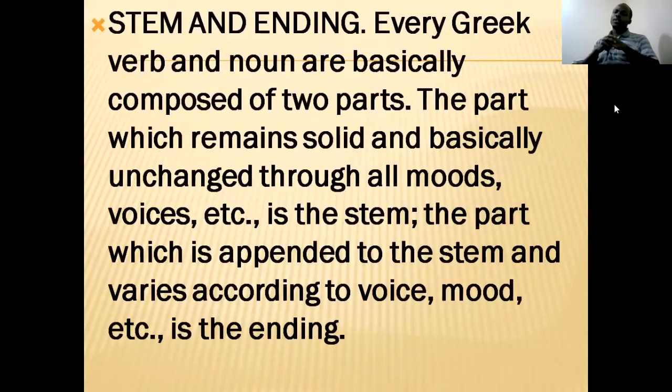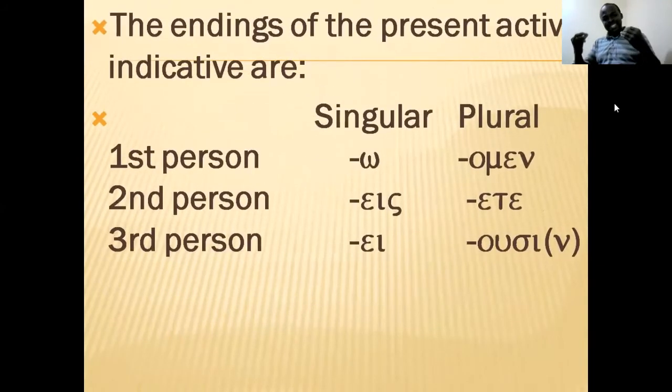Stem and ending. With the chalkboard, we talked about the fact that every Greek verb and noun are basically composed of two parts. The part which remains solid and basically unchanged through all moods, voices, etc., is the stem. The part which is appended to the stem and varies according to voice, mood, etc., is called the ending. Let me now introduce us to the endings of the present active indicative verbs.